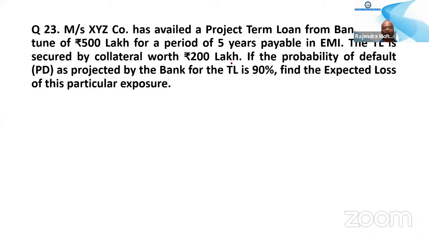So in this case, what is the EAD? EAD is the total exposure. So EAD is 500. And PD is given as 90%, or we can say 0.90. Now you have to find what will be the LGD. So exposure, EAD, is 500, PD is given as this. Now you have to find the LGD. How to find this LGD in this question?